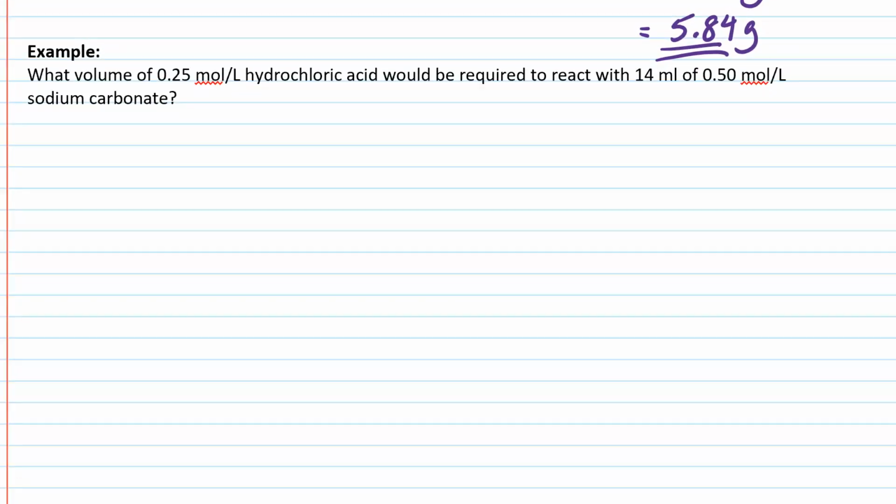Okay, last example. What volume of a 0.25 mole per liter hydrochloric acid, so that's the concentration, would you need in order to react with 14 milliliters of a 0.5 mole per liter sodium carbonate solution? Okay, so hydrochloric acid, HCl. We're going to mix that with sodium carbonate, Na2CO3. Note that Na is +1, carbonate is 2-, so we need 2 sodiums to write that equation correctly.